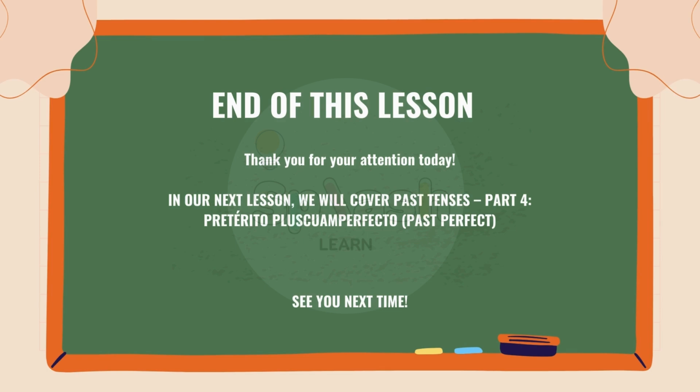It's important to distinguish this tense from others we've learned, such as the pretérito perfecto simple, which is used for completed actions. Make sure to practice these conjugations and try to incorporate them into your conversations to become more comfortable with their use. In our next lesson, we will be moving on to the past perfect tense, or pretérito pluscuamperfecto. This tense is used to describe actions that were completed before another action in the past. So, stay tuned and ready to expand your understanding of past tenses in Spanish.